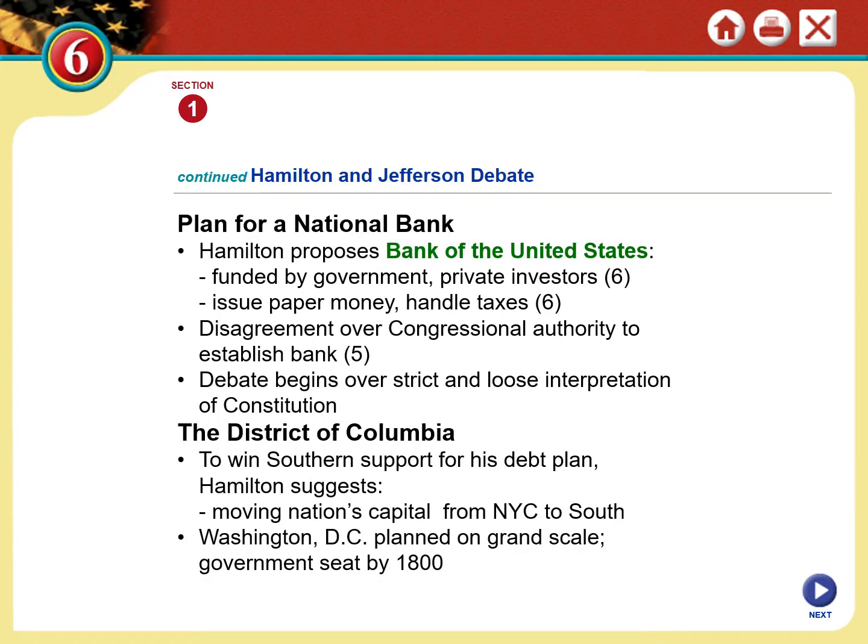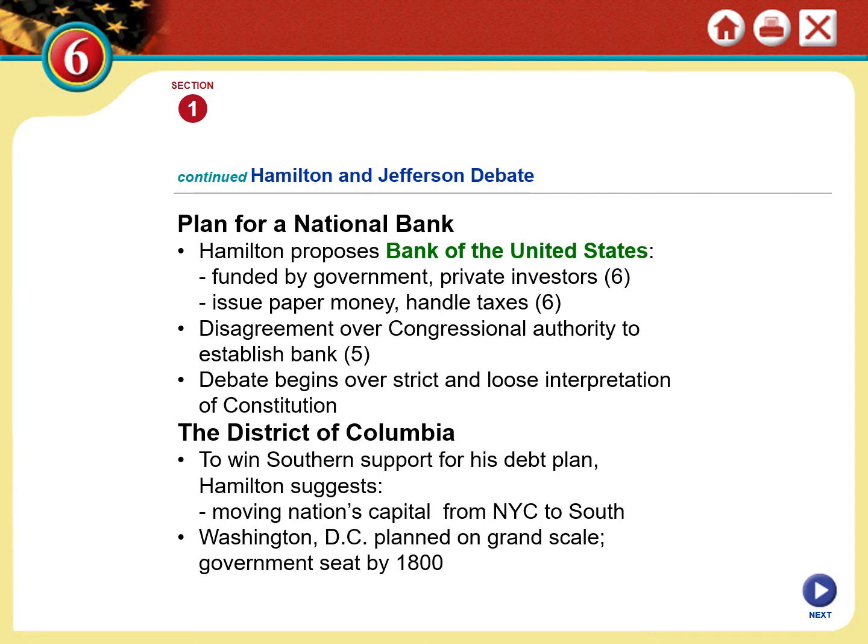Now, Hamilton's plan was for a national bank. And this national bank would be called the Bank of the United States. It would be funded by the federal government. It would be funded also by private investors. And like any other bank, it's going to take the money that people give to hold in trust, and it's going to invest that money.